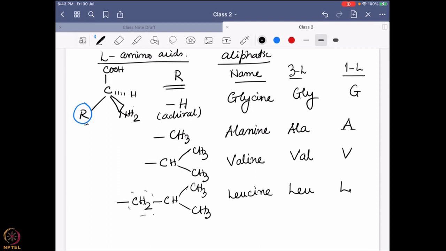And then there is another amino acid, which is very similar to this structure but an isomer of that. One of the CH3 shifts over here, and then it is CH2, CH3. So one of the CH3 shifts down, and this is an isomer, so it is known as isoleucine. In the name it is saying that it is an isomer of leucine. Three-letter code ILE, one-letter code I. So these are the five different amino acids found in biology which have simple aliphatic groups in their structure as an R group.